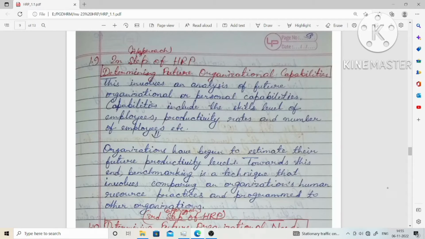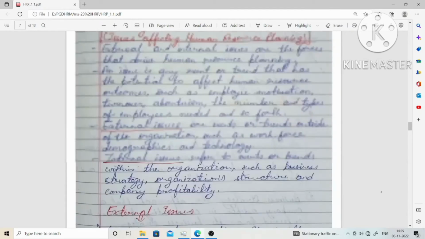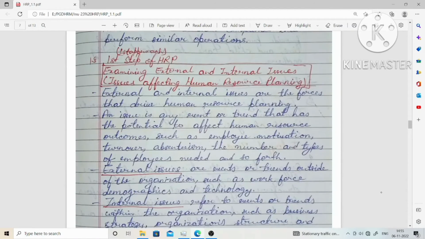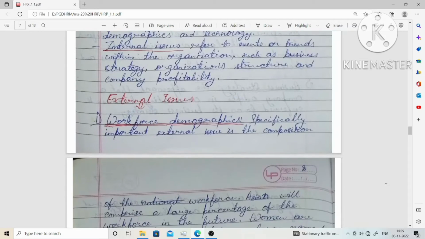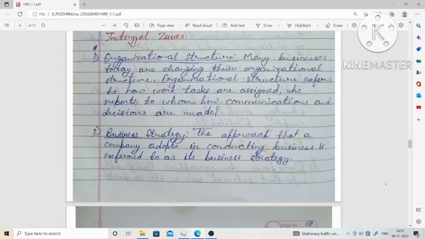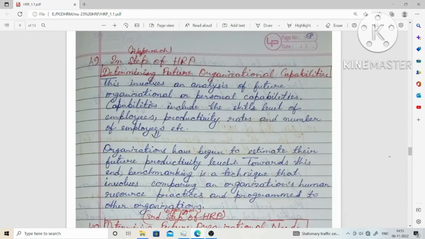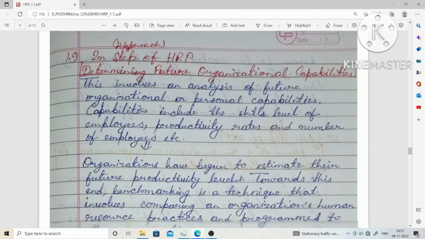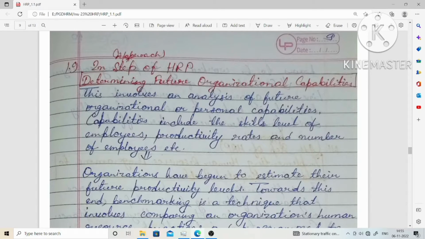As you can see on your screen, in the last session I explained up to the first step of human resource planning, that is issues affecting human resource planning. So I explained how external and internal issues affect us when we plan for human resource. Now continuing from that, in this session I will explain the remaining part. Here the second step or second approach given is determining future organizational capabilities.